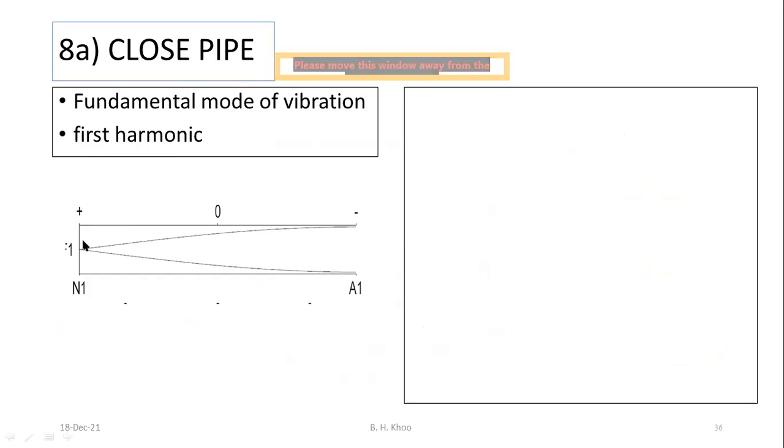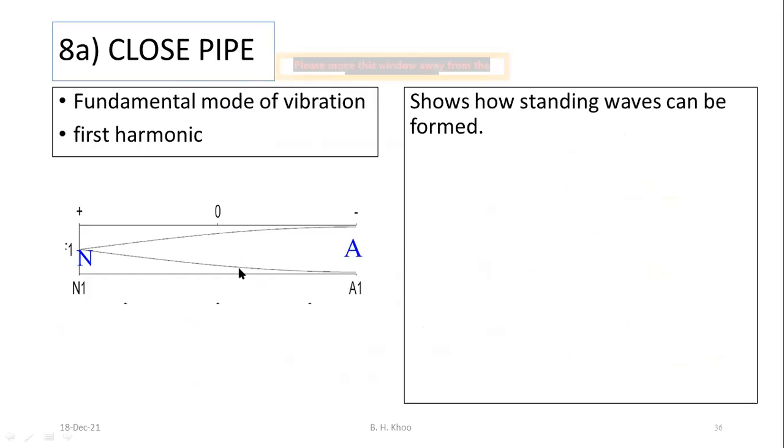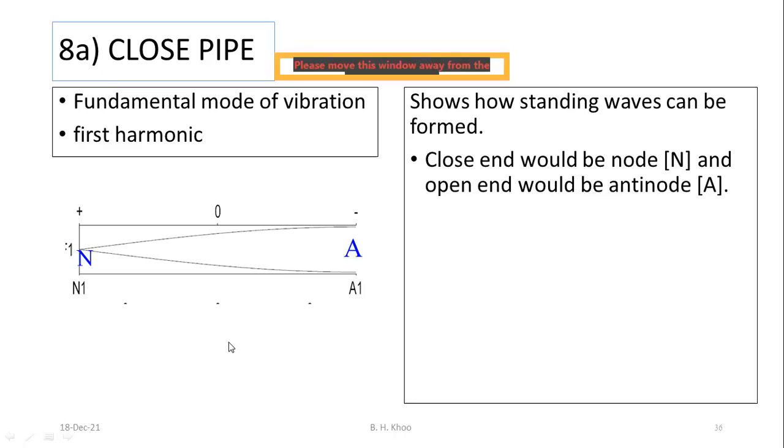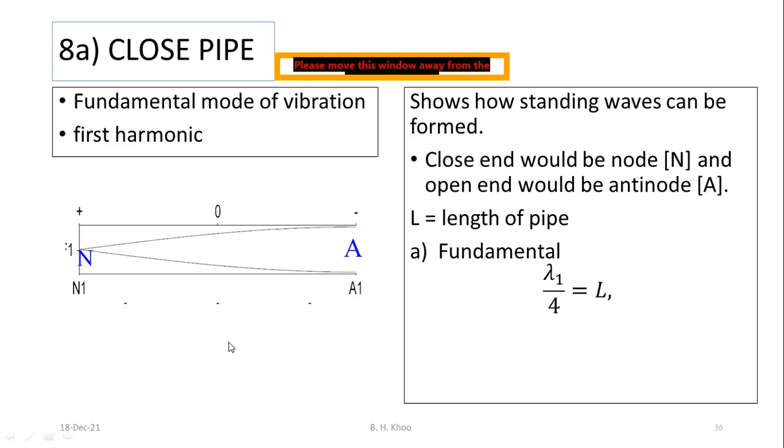As I said, this is the node, this is the antinode, node, antinode, the simplest one. It shows how the wave can be formed. The closed end will be a node, the open end an antinode. Length of tube, L. This is 0, this is the crest, so it's a quarter of a wavelength. We call it lambda 1, first harmonic, equals L. Take the 4 across, we get lambda 1 equals 4L.